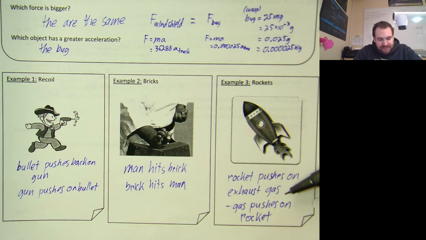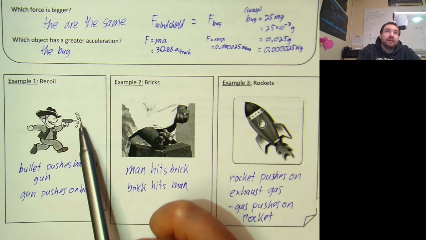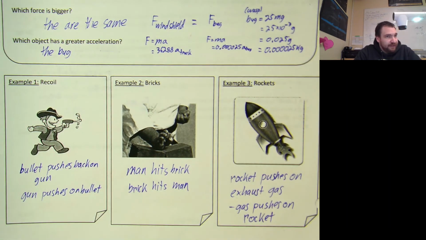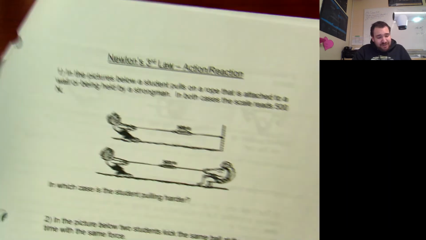But some people would say, well, isn't this just pushing on the air? Well, rockets work in space, right? There's no air in space. So it has nothing to do with the atmosphere. It has everything to do with the force on the exhaust gas, which is exactly what's happening here. I just simplified it with the bullet and the gun. So that's it. That's Newton's third law.